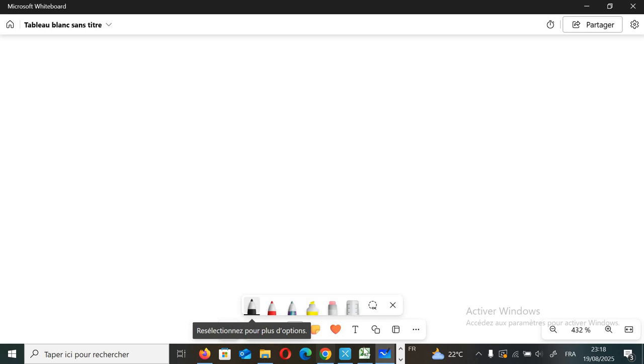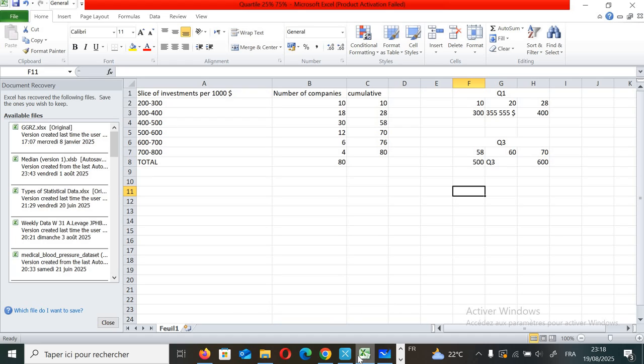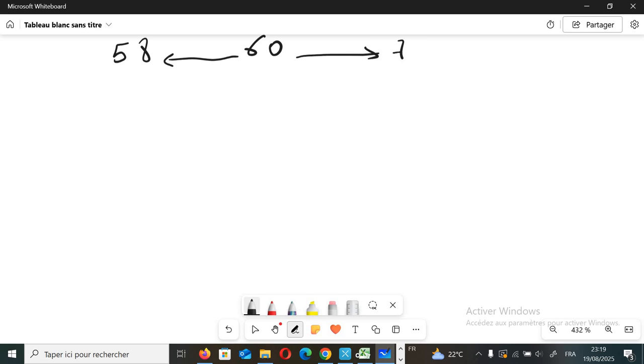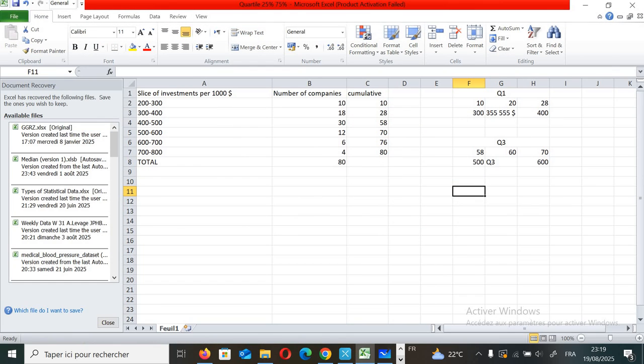This means we have here the median. Q3 exists between 500 and 600. 60 means we have 58, 70 means Q1. Q3 exists between 500 and 600.